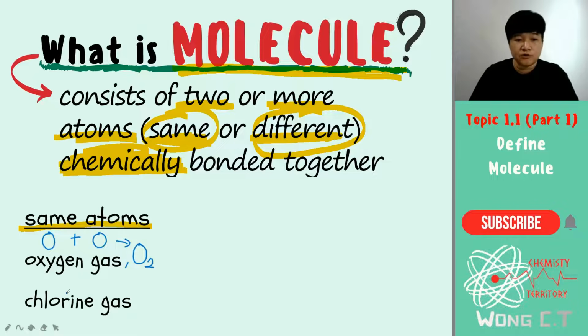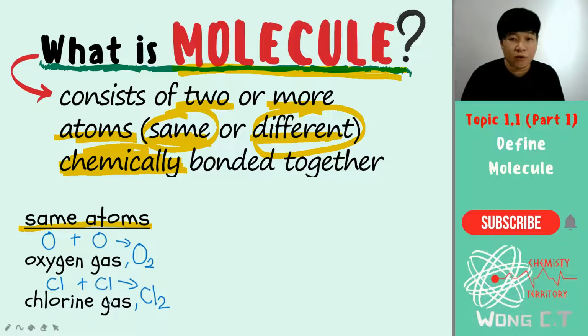Another example could be your chlorine gas. Everybody knows that when it's a gas, it's Cl2. So when it's Cl2 means you have 1 chlorine atom combined with another chlorine atom to produce 1 chlorine gas molecule. That is when the molecule is produced from the same atom. You can see that it's the same atom combined together.